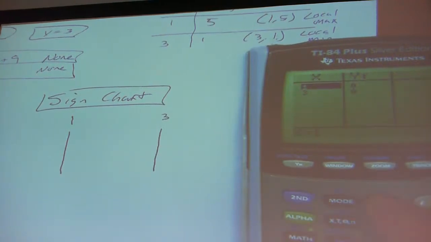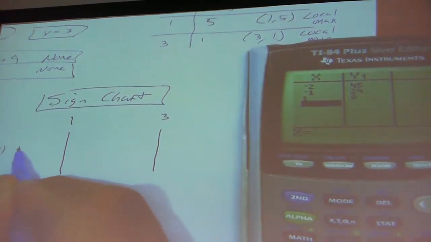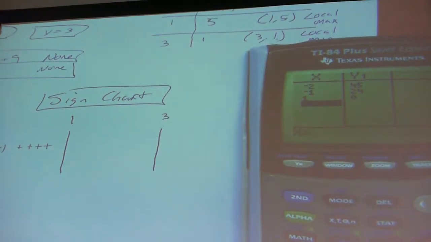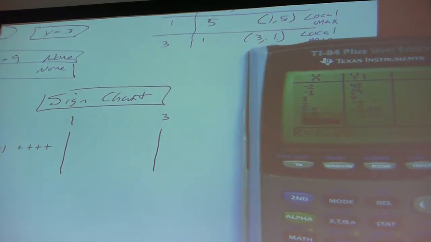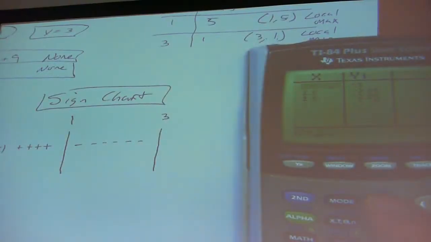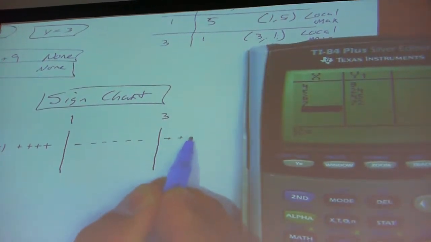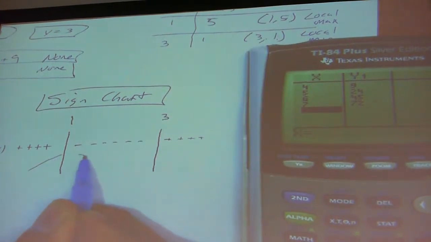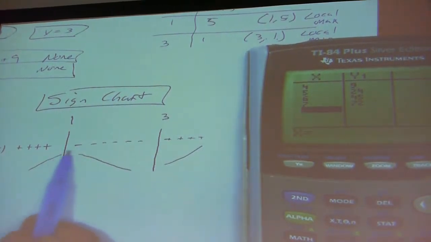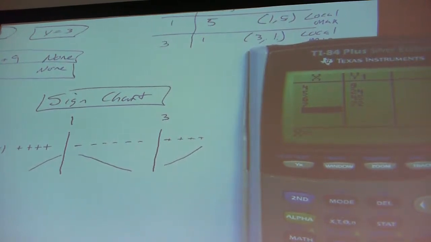If I plug in numbers before 1, like -2, -1, and 0 into the derivative, those are positive. If I plug in numbers after 1, like 1.5, 2, 2.5, those are all negative. If I plug in numbers after 3, 4, 5, 6, 7, those are all positive. So it shows increasing, then decreasing, then increasing. There's your max, there's your min. Are we okay? That is the main part of 4.1.